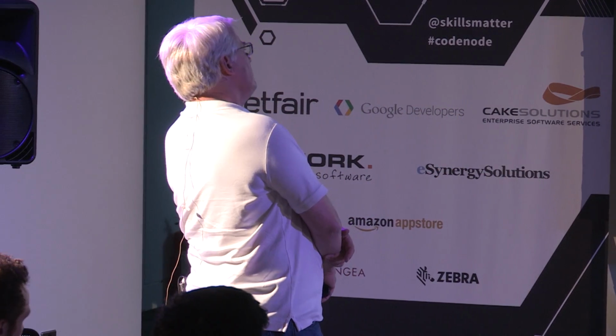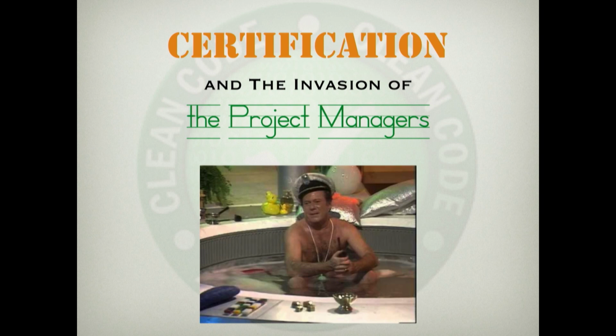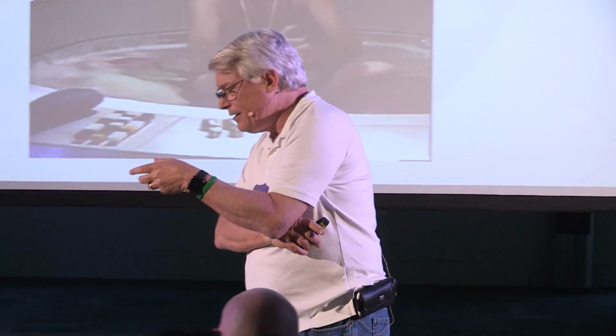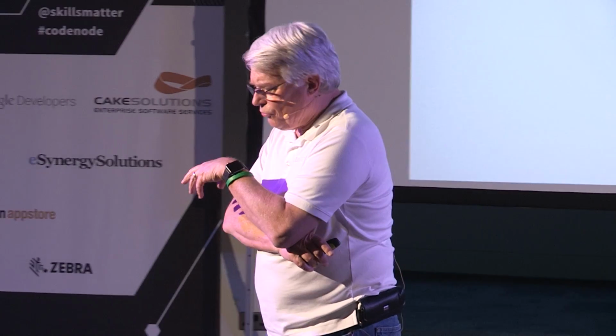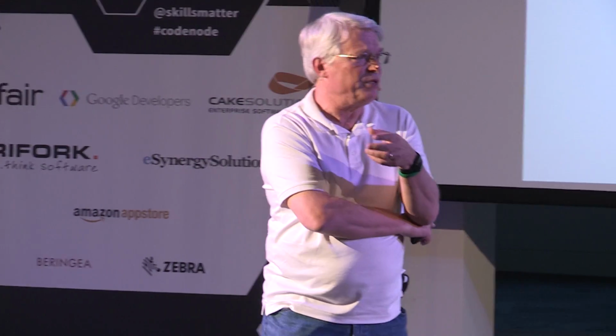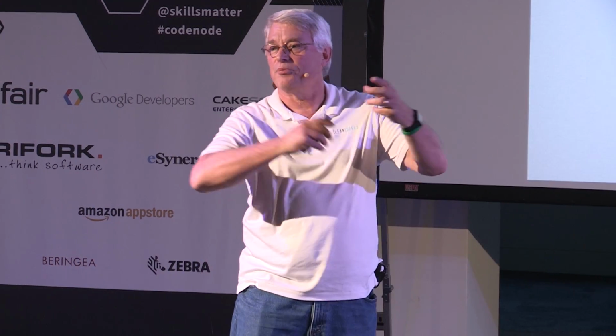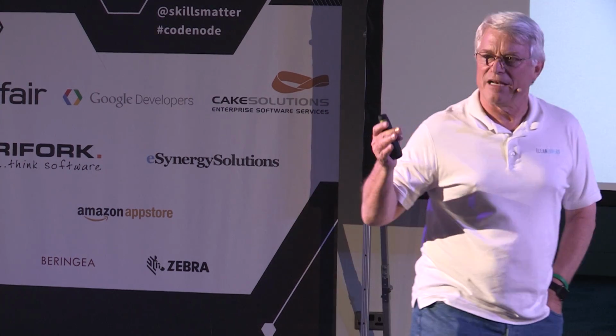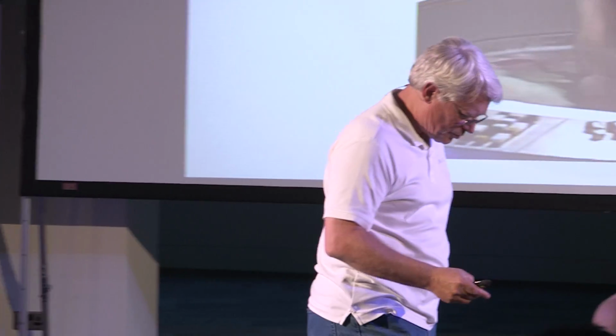And then there was the invasion of the project managers, caused by certification. Certification turned into this kind of siren song, and it attracted, frankly, all the wrong people. Agile was developed by technical people. It was a creation of the software industry. Programmers sat in that room and created the Agile Manifesto and the Agile principles.